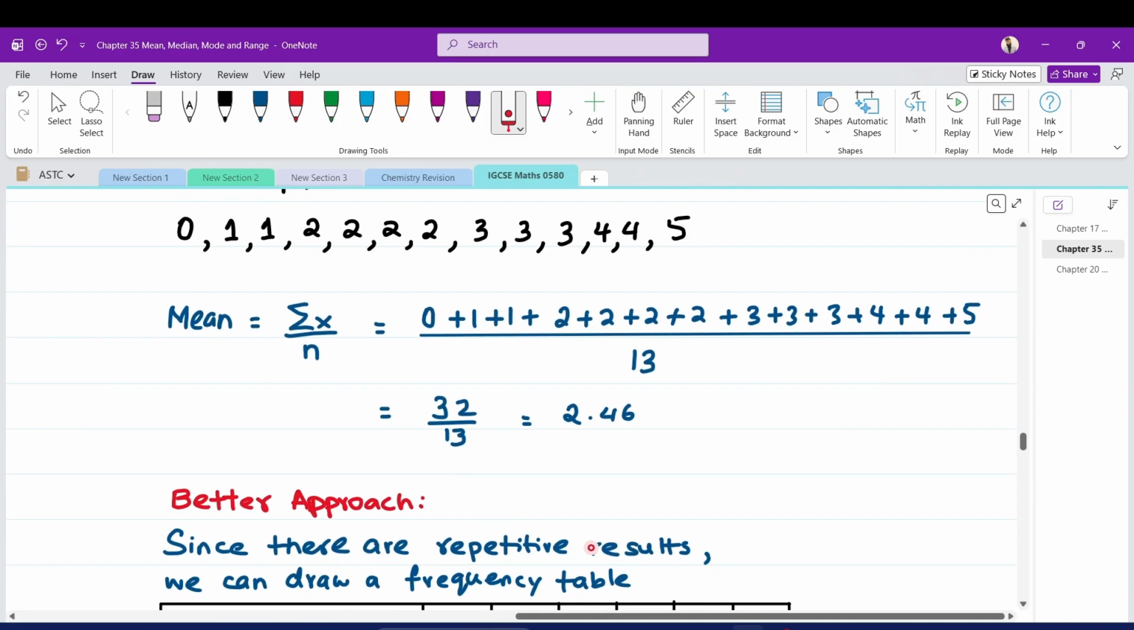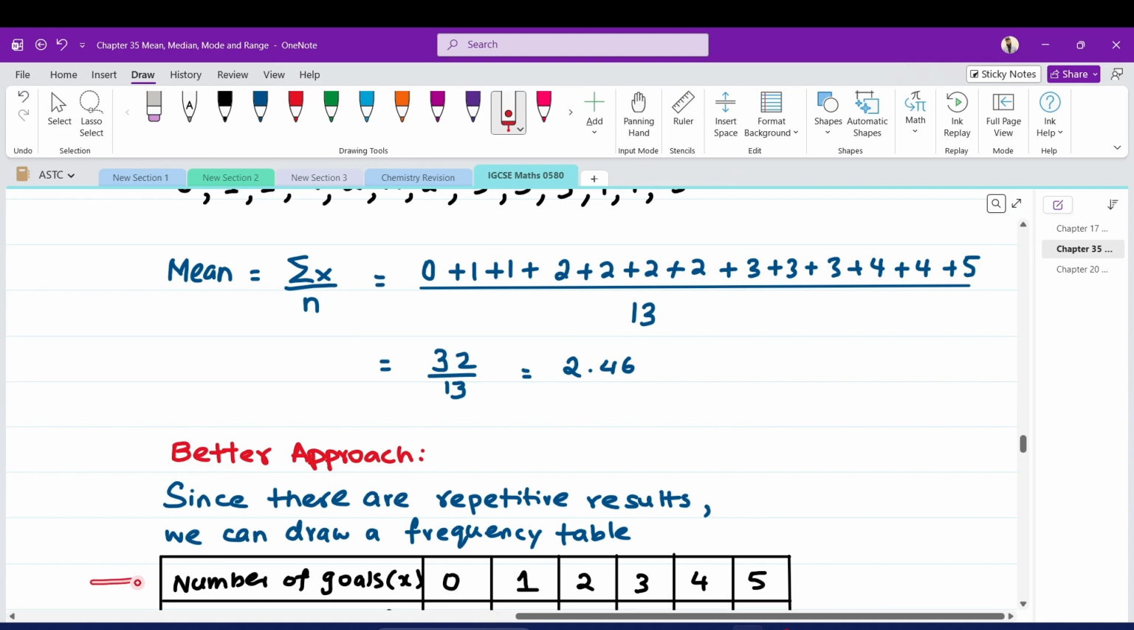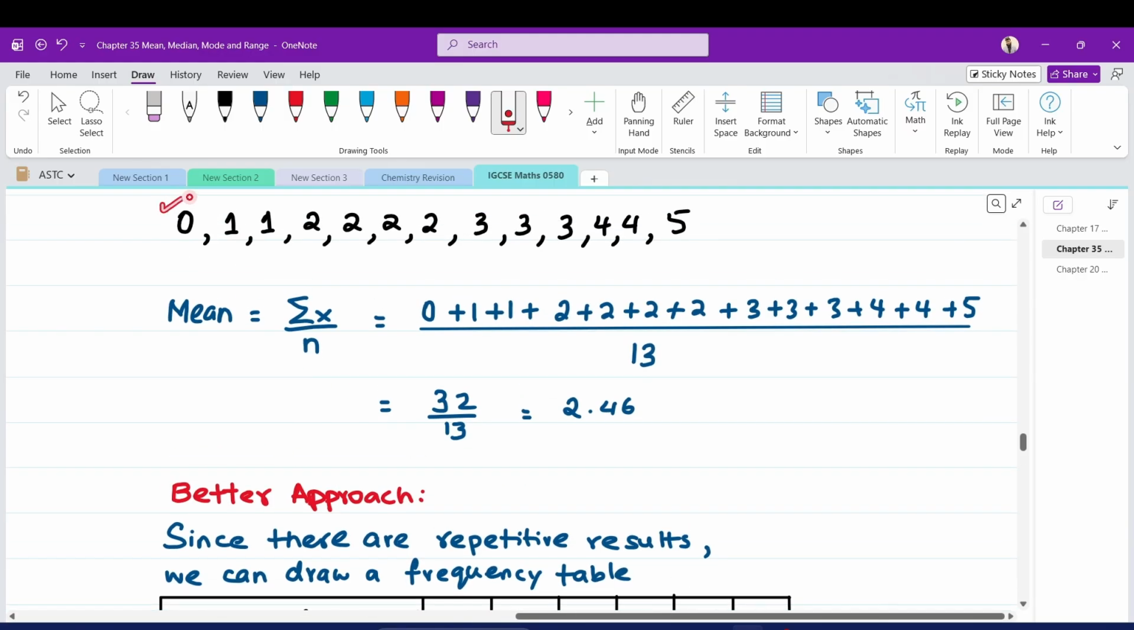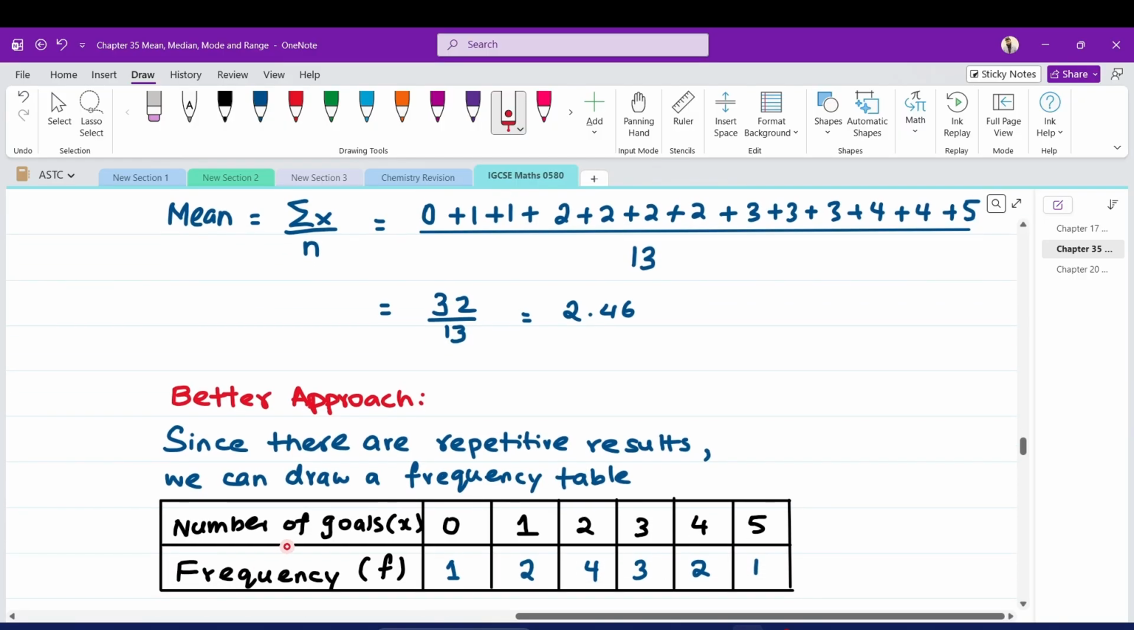Since there are repetitive results, we can draw a frequency table. The first row is the number of goals which were scored, and that is your X. So what are the possible data? You can have zero goals, then you have one goal, you have two, three, four, and five. Now, how many times were they repeating in the total data set? That is given by frequency.